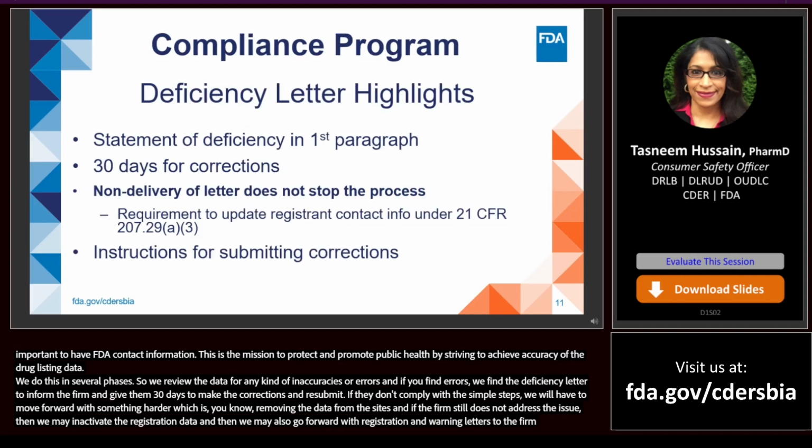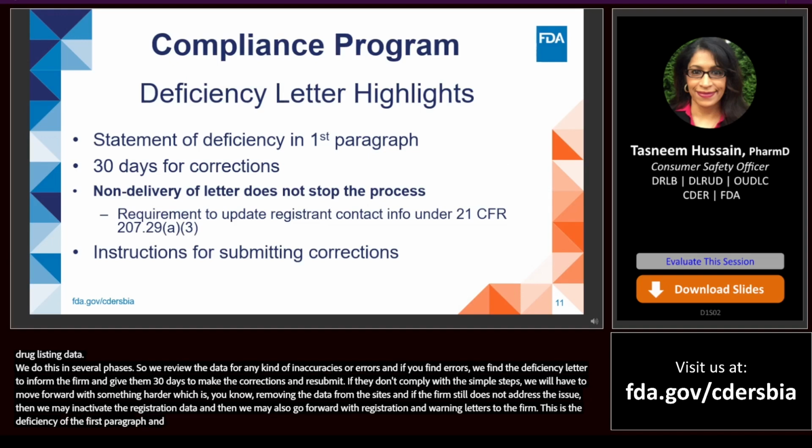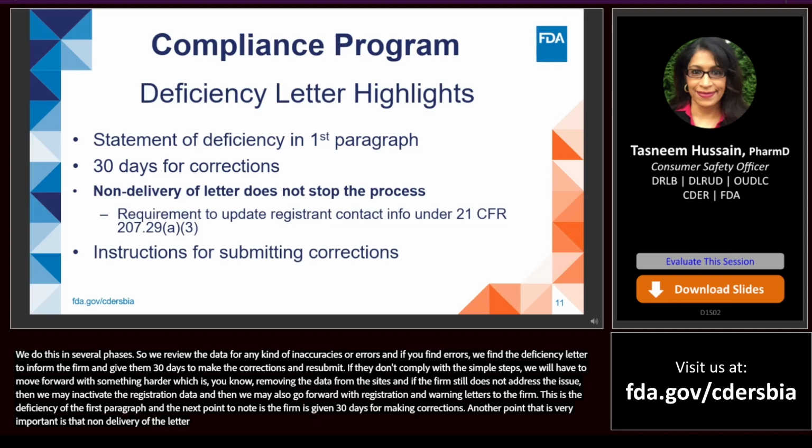Let's discuss a little bit more about the compliance program and the deficiency letter that we send to the firm. These are some highlights of the deficiency letter that we want to point out. In the first part of the letter, usually there is a statement of the deficiency in the first paragraph. And then the next point to note is that the firm is given 30 days for making corrections. Another very important point is that non-delivery of the letter does not stop the process, meaning that if the firm does not receive our letter, it does not relieve the firm from the registration requirements.